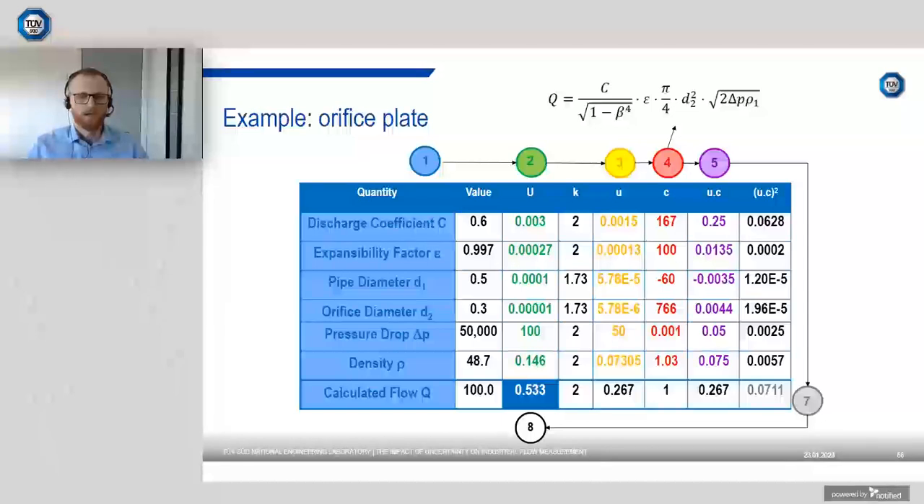We are only dividing by 1.73 for the pipe diameter and orifice diameter. So the uncertainties are 1 times 10 to the minus 4 and 1 times 10 to the minus 5. They may be, for example, manufacturing tolerances. So in this case, we are assuming a rectangular distribution. So we're dividing by root 3, so 1.73.